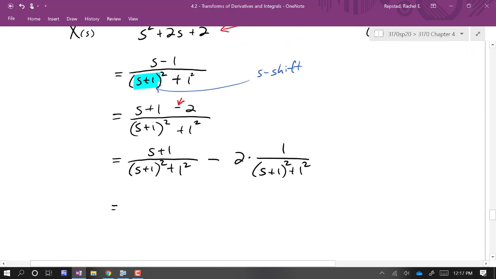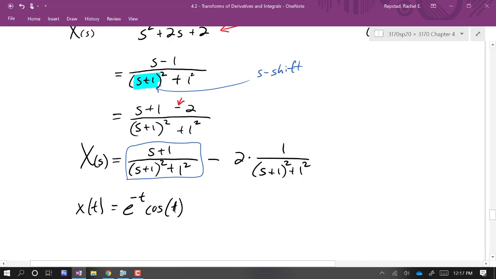And it has a shift. There's an s shift of -1. So this first one right here is going to be the transform of cosine of t with the shift of -1, which means it's going to have a factor of e to the negative t in front of it. So this is big X of s, and so little x of t is e to the minus t cosine of 1t. And then minus 2 times, again, this also has a shift because of that s plus 1, so 2 times e to the negative t sine of t. And there's our solution.